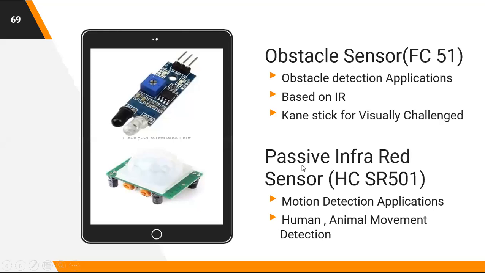The next kind of sensor is the passive infrared sensor. The series name is HC-SR501. This is the image of it. What is the purpose of this? This is also similar to the obstacle sensor, but this works based on motion. What is motion? Clapping your hands, or shaking your hands, like that. Where it is actually used is for detecting human body movement and animal body movement. So this is the purpose of your next sensor, the passive infrared.